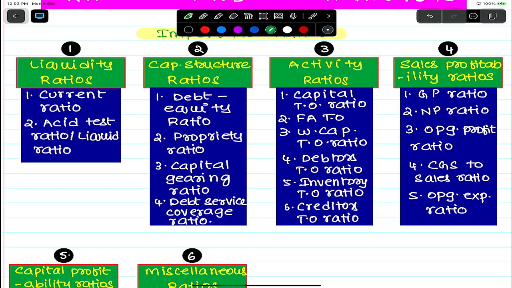This is short-term solvency. Second one is long-term solvency. Everyone repeat. First one, short-term solvency. Second one, long-term solvency. What do you mean by solvency? Solvency means having enough money to pay liabilities. Short-term solvency means what? I have money to pay my short-term liability. Long-term solvency means I have money to pay my long-term liabilities.